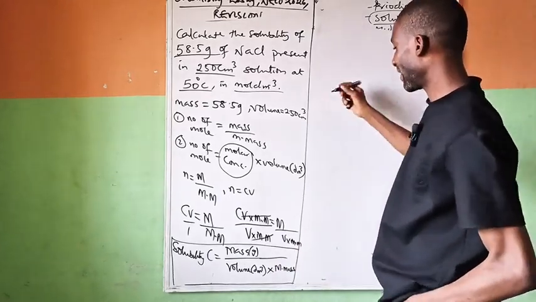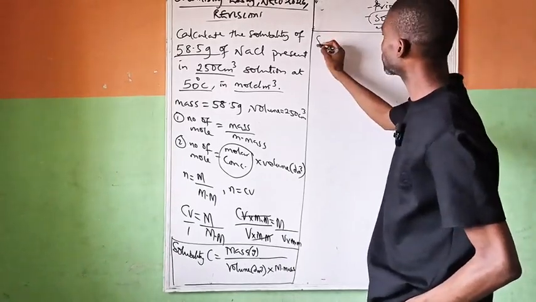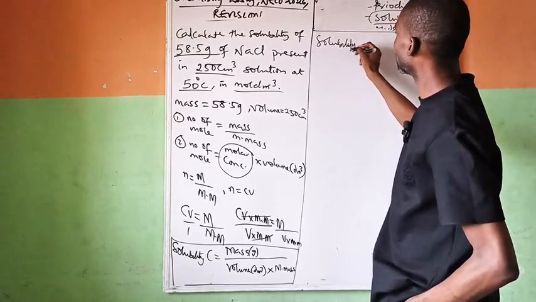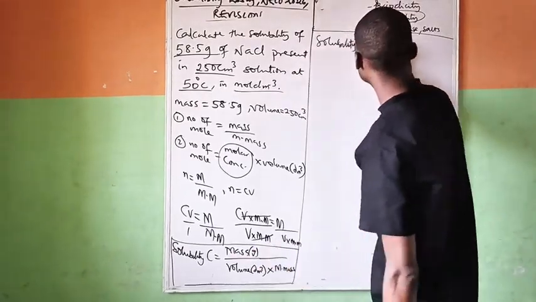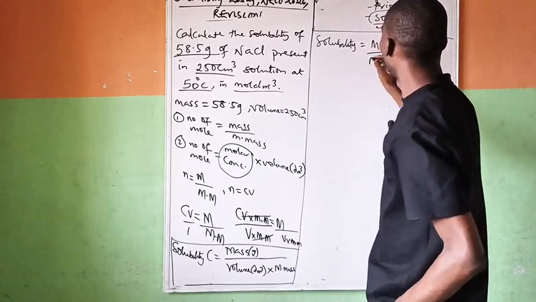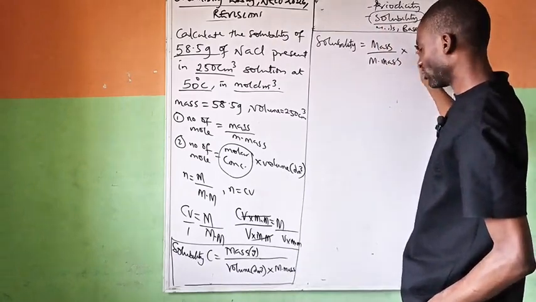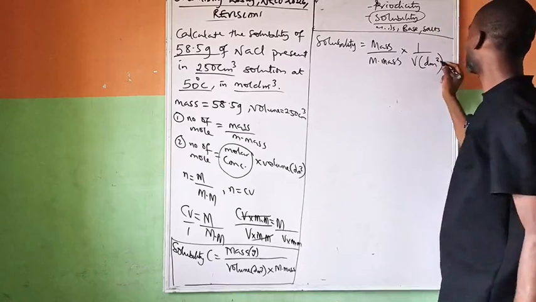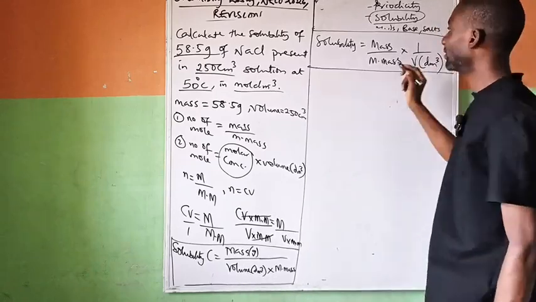So I can rewrite that as solubility is equal to mass over molar mass times 1 over V in dm cube. So this is equation 1.